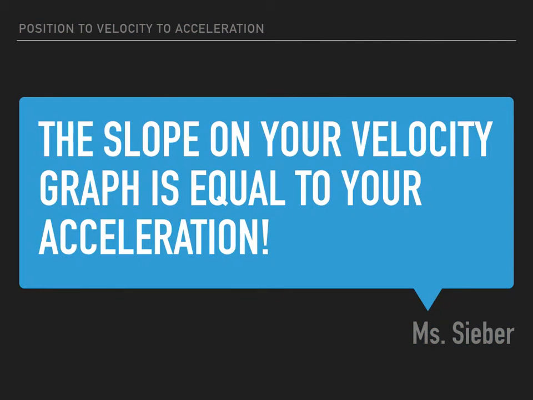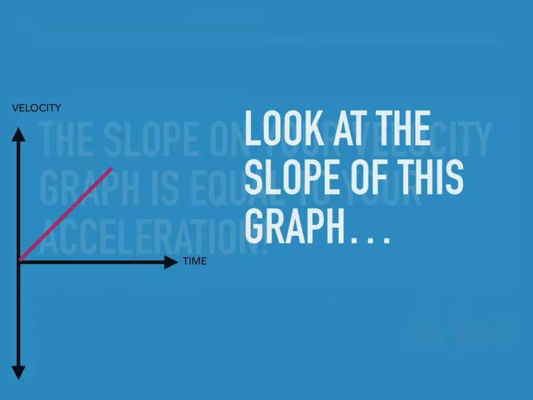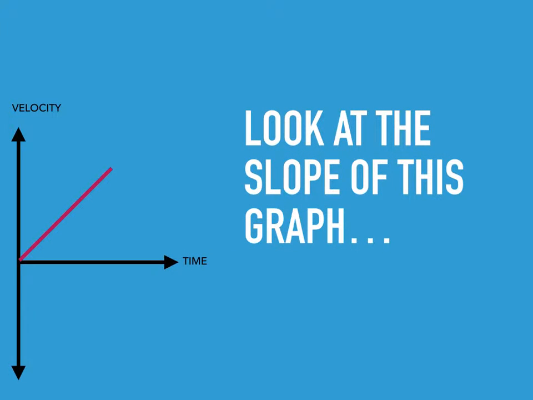Next, the slope on our velocity graph is equal to our acceleration. So it's the same thing except position to velocity. We now are doing velocity to acceleration. So if we look at the same graph, we can see that it has a constant slope, and that's our acceleration.